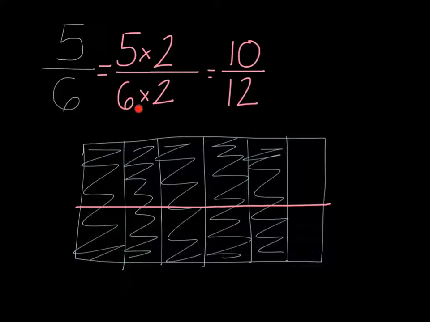All I had to do was multiply both the top and the bottom by the same number that I had broken each piece into. Now what I want you to think about is instead of breaking each 6th into 2 pieces like I did in this model, what would happen if I broke each of these into 3 pieces? What would the equivalent fraction be then?